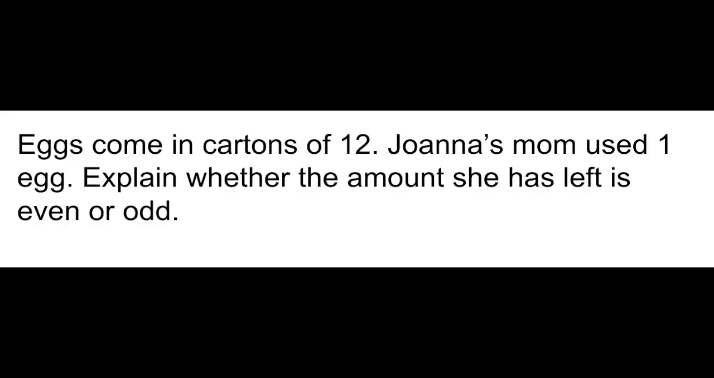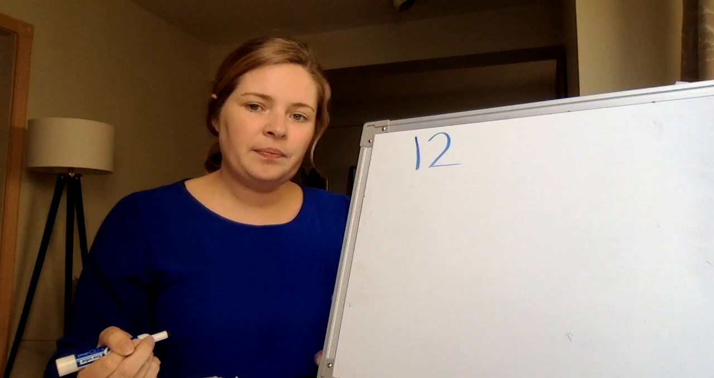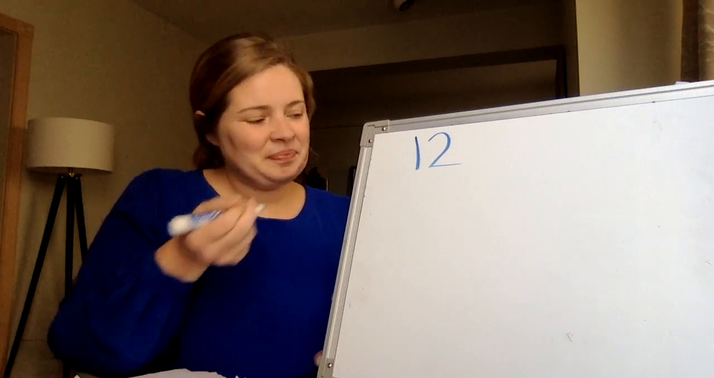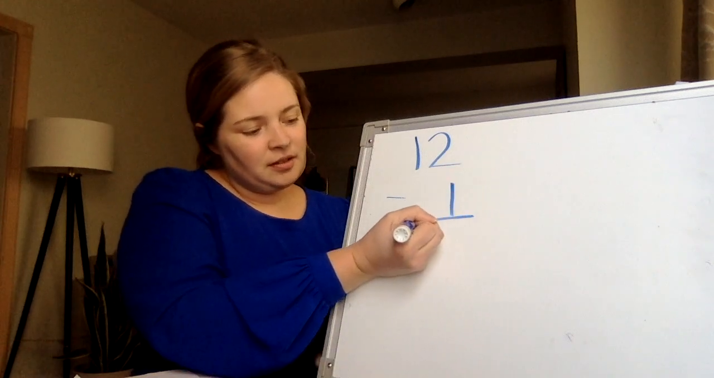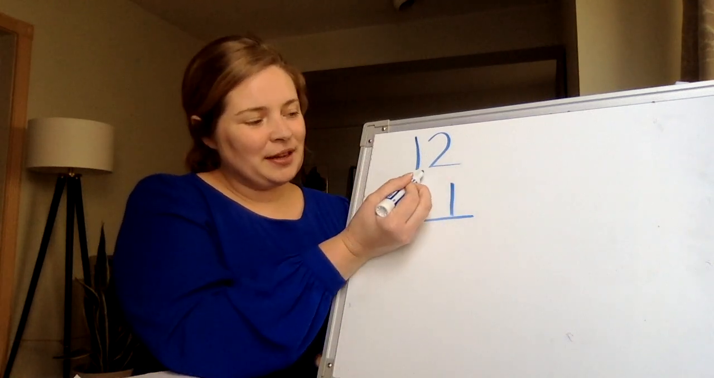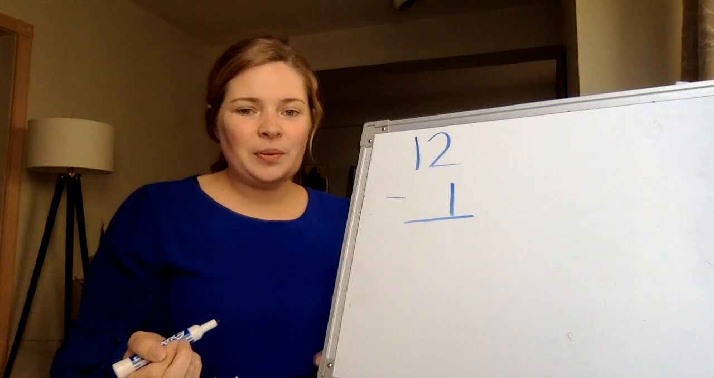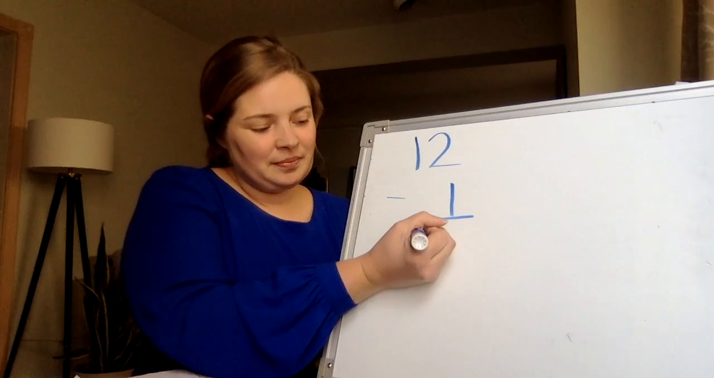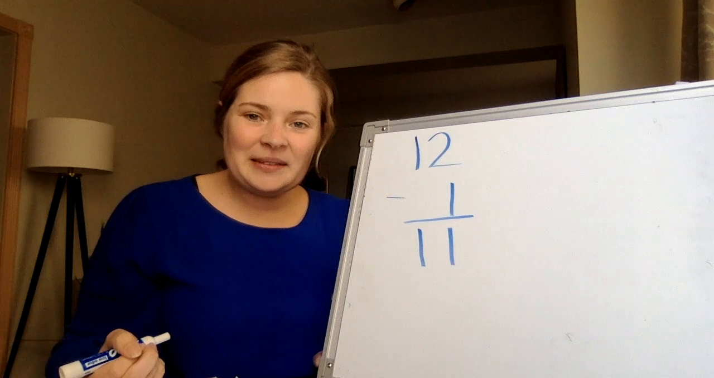Joanna's mom used one egg. If you use one egg, do you think you'll be adding it or taking it away? If you use an egg, you would be taking it away. So we will subtract 1. Our whole is 12. Our part is 1. 12 minus 1 is 11. If you answered 11, you are correct.